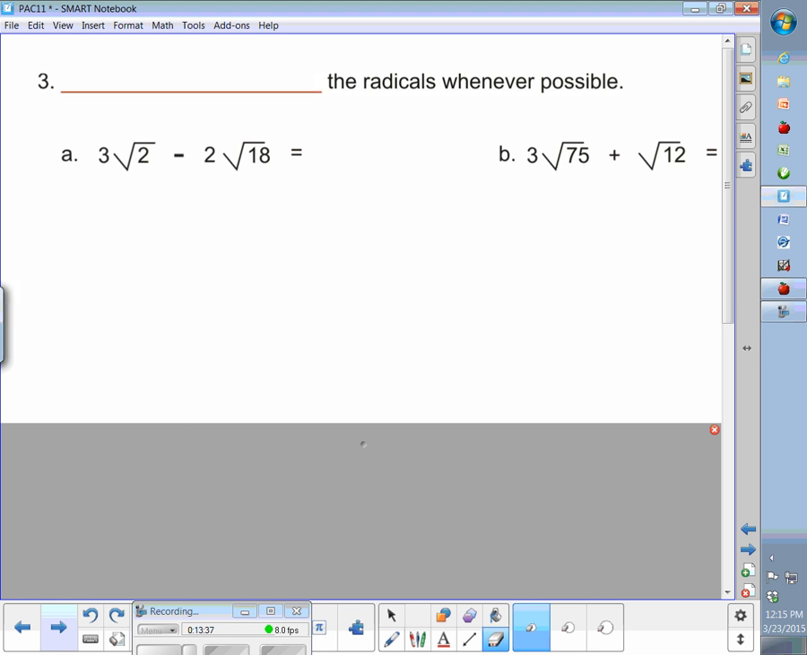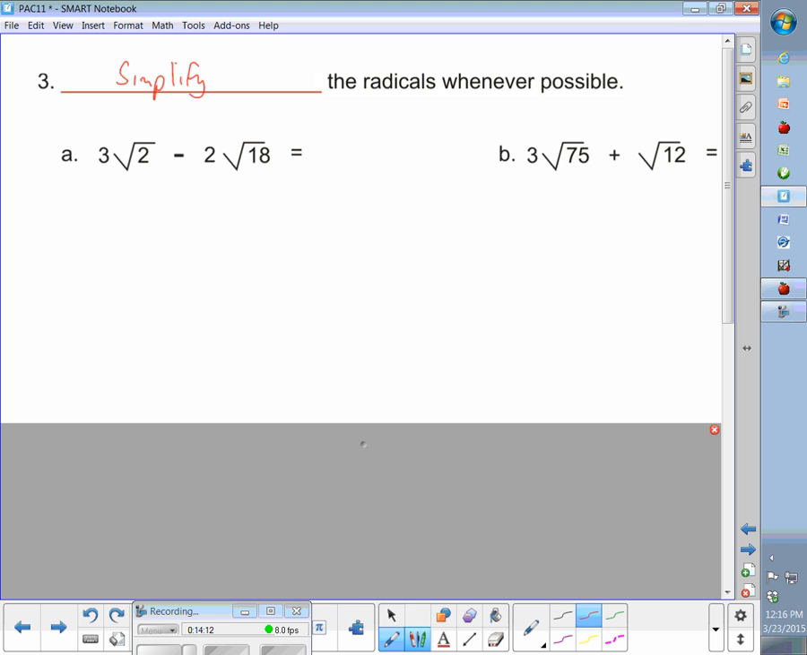All right, so now we're going to try to goof you up a little, because that other part was too easy, right? So now we've got to throw some thinking into it. All right, so number 3. Simplify the radicals whenever possible. So watch. Here would be a normal thought process. Look at A. A student comes across problem A, and this is what they would think.